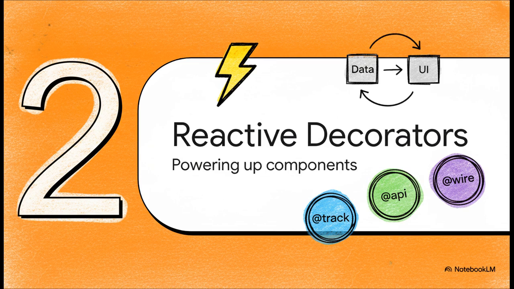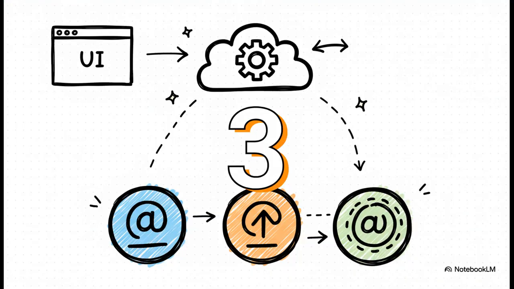Okay, so this reactive system is amazing, right? But how do we control it? How do we tell the framework, hey, this property should be reactive, or this one needs to be public, or this one needs to pull data from the server? Well, for that, we have some special tools called decorators. And when it comes to reactivity in LWC, it really all boils down to three main decorators that you absolutely need to get familiar with.